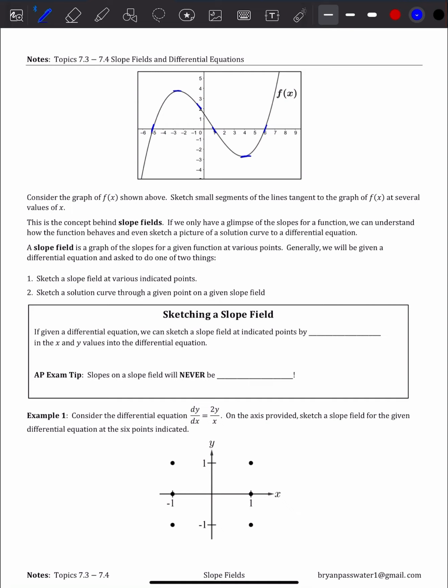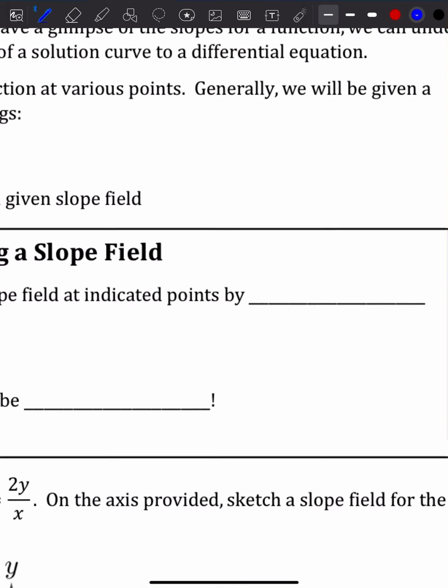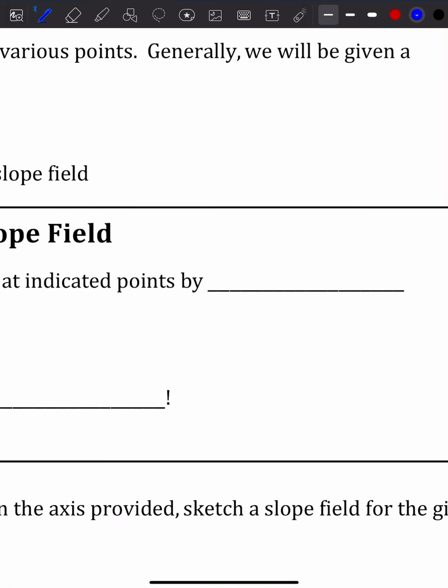A slope field helps us tell how a graph behaves. It gives us various points on a function and the slope at those various points. So we're going to be doing two things with a slope field: sketching a slope field at indicated points, and sketching the solution curve of a given slope field. If given a differential equation, we can sketch a slope field at indicated points by substituting in x and y values for the differential equation. So we're literally just plugging in whatever values we need.